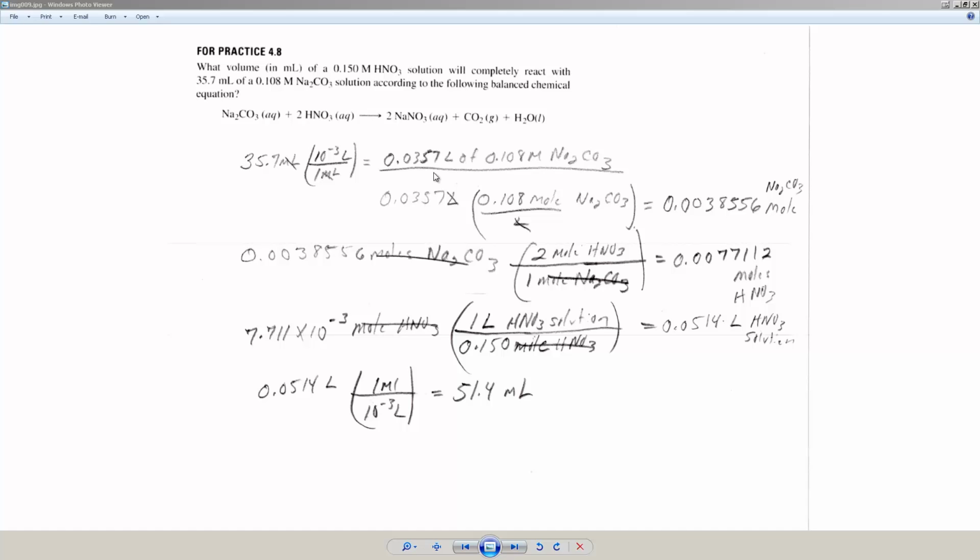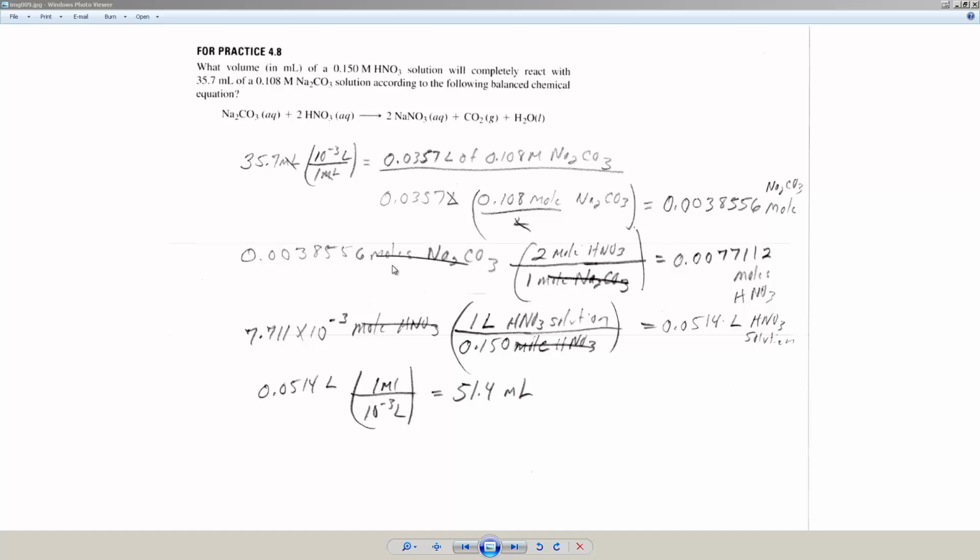It looks like it's a fraction. Sorry, I underlined this, made it look like it was a fraction. This is a new line. We're taking that value in liters and we're multiplying it by its concentration. Liters cancels out and we're left with the number of moles of sodium carbonate that we have available.